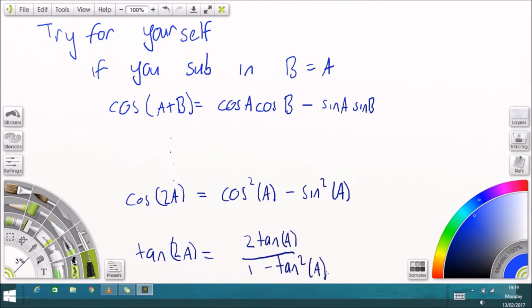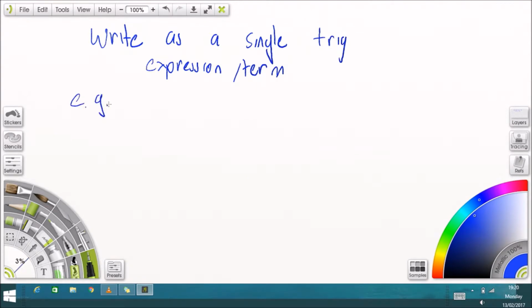You can do the same thing for the tan compound angle formula to get this as your double angle formula for tan. There we got that. Now often we'll use this to go from the right hand side to the left hand side, to combine two separate terms into one single term.